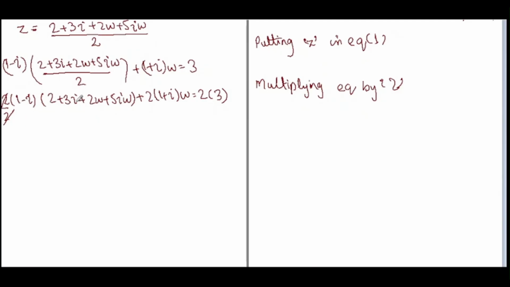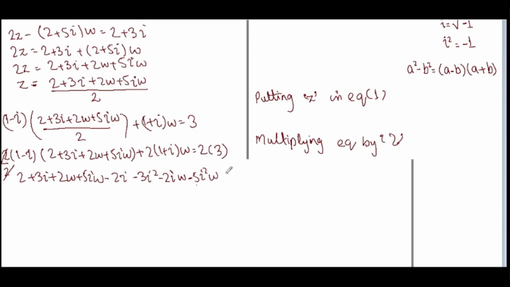So, we get 1 multiplied by this term is this term. So, 2 plus 3 iota plus 2w plus 5 iota w. Now, we have to multiply minus iota with all these terms. So, we get minus 2 iota minus 3 iota square minus 2 iota w. Then we have minus 5 iota square w, and now the next term would be 2w plus 2 iota w equals to 2 into 3 gives us 6.